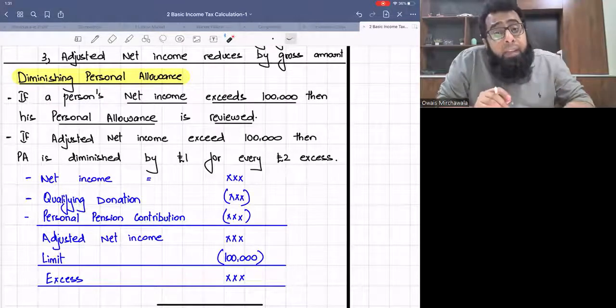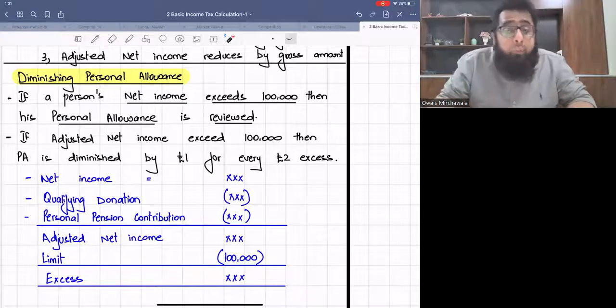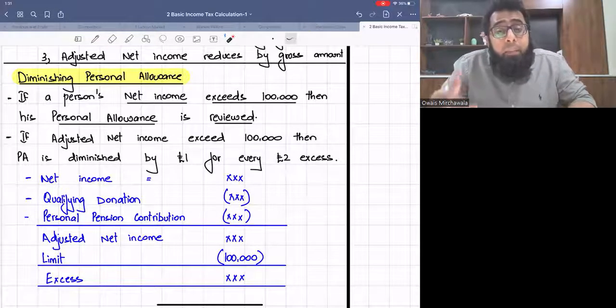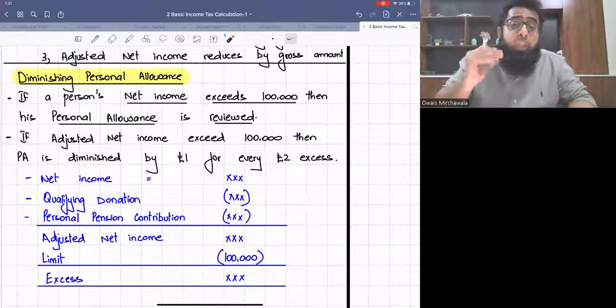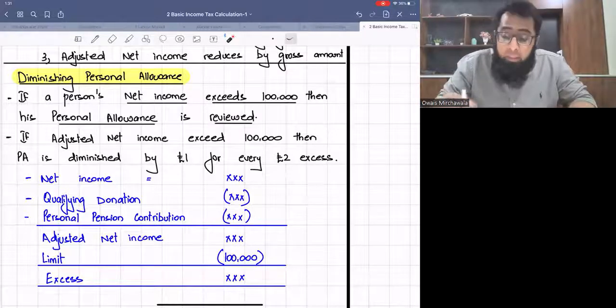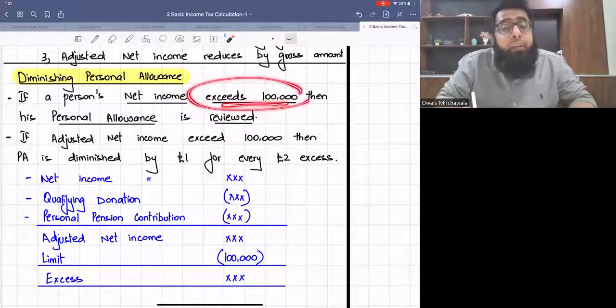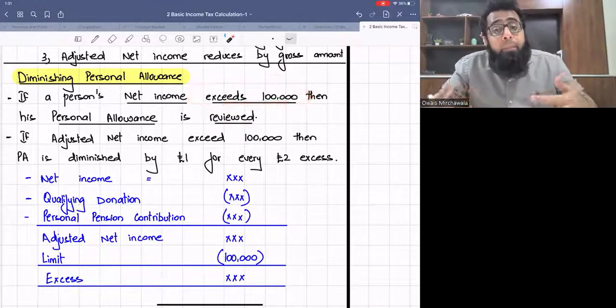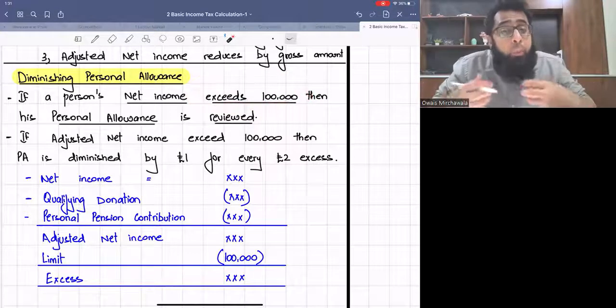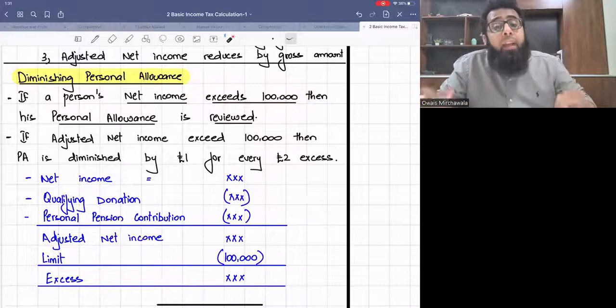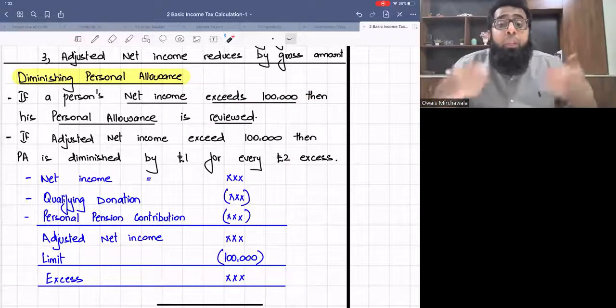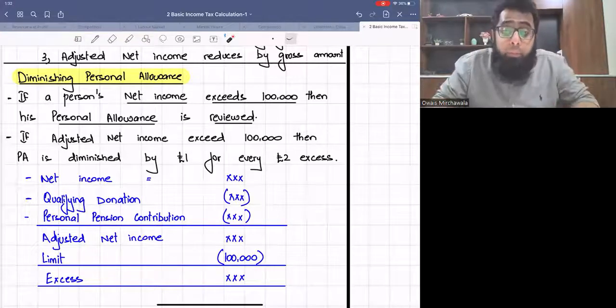If a person's net income exceeds £100,000, then his personal allowance starts to diminish. Because if a person earns more than 100,000, the tax department says that you are a rich man and you do not deserve to get a personal allowance. You should pay the complete tax because you have become rich. You are earning more than 100,000.